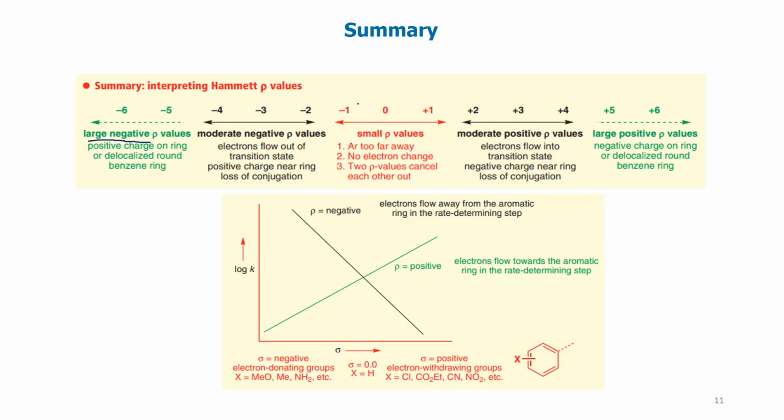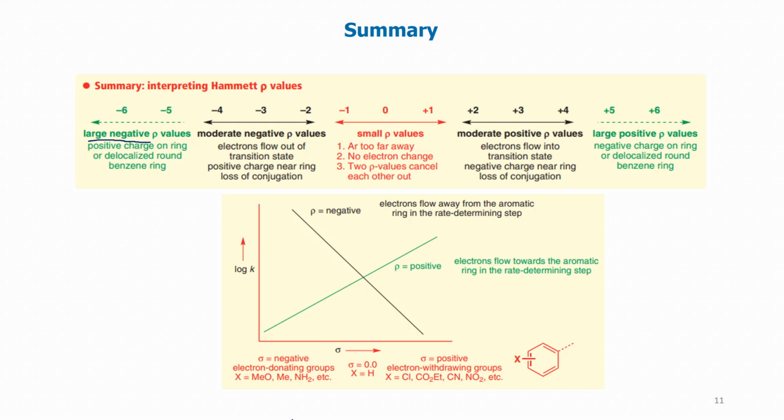If the rho value is near 0, in between 0 and 1, then it is not that much affected by the substituent, that is, the reacting center is far from the substituent, so the value will be quite low. Now if it is highly positive, then there is a negatively charged intermediate, and if it is very high positive, the negatively charged intermediate is getting delocalized around the ring.